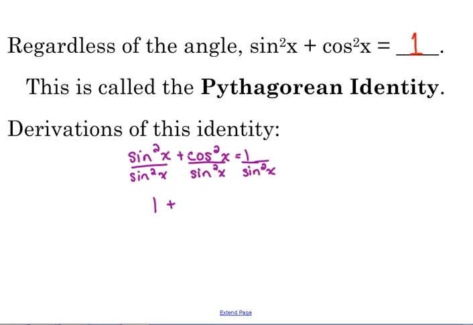Cosine squared over sine squared, well, ignore the squared for just a second. Cosine over sine is equivalent to cotangent, and as long as they're both squared, then we can say that's also equivalent to cotangent squared. Same thing with 1 over sine squared. 1 over sine is cosecant. So since it's squared, we can just say that that's equal to cosecant squared. So that is a derivation.